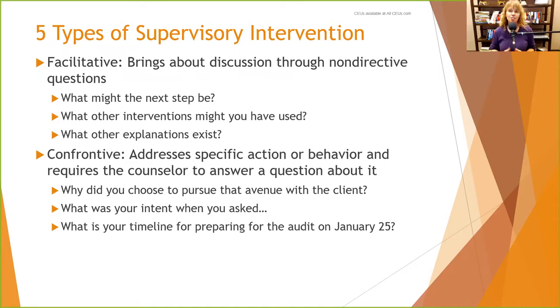Confrontive supervisory interventions address specific actions or behaviors and require the counselor to answer a question about it, such as, why did you choose to pursue that avenue with the client? When I was in my initial practicum, I would bring tapes in for my supervisor to review and he would listen to them. After a while, he stopped it and said, why did you go down that road with that particular client? And I said, because the client wanted to go down that road.